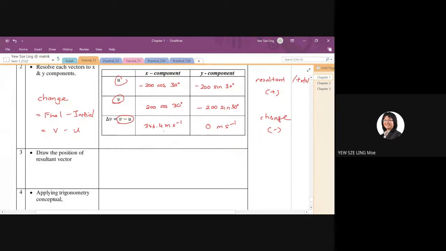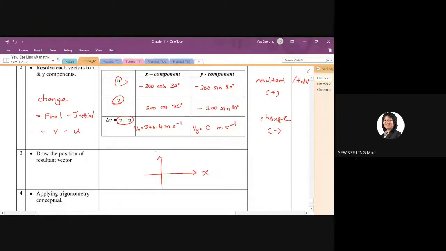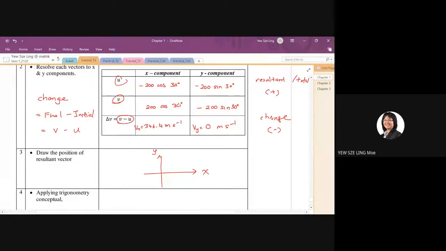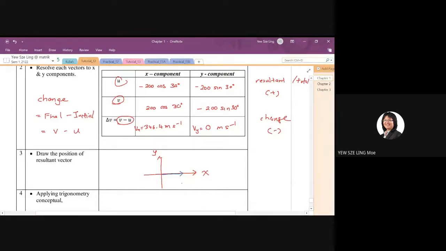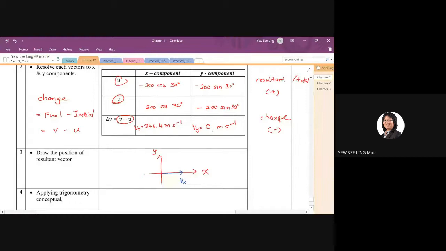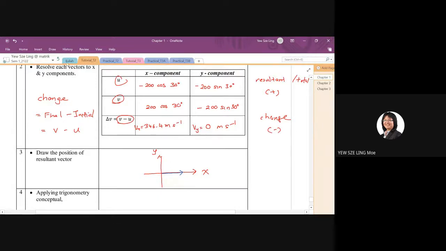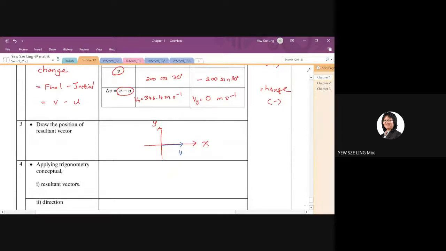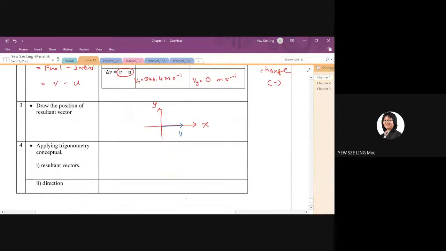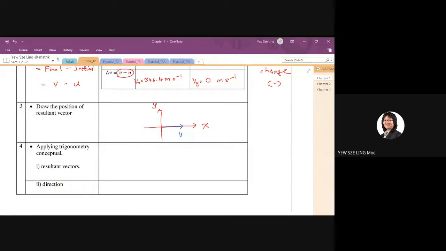All right, so now that you have a Vx and also Vy, you can then proceed to draw the position of the resultant vector. So again, I have x component, I have y component. Based on the table, my x component is a positive value. This is my Vx. And y component is equal to 0, that is nothing. Therefore, the resultant vector is straight away equal to my Vx. So I'm just going to write it down as V. So this is the diagram for the resultant vector.